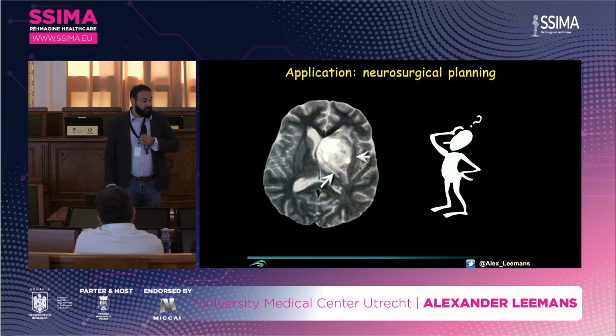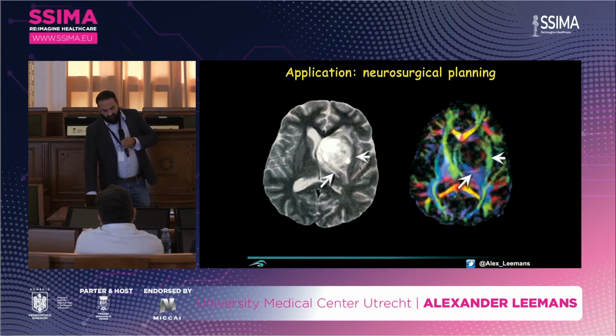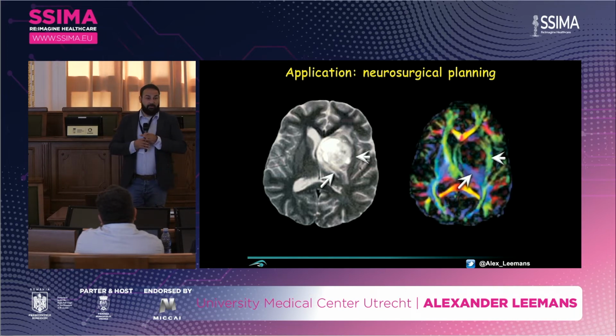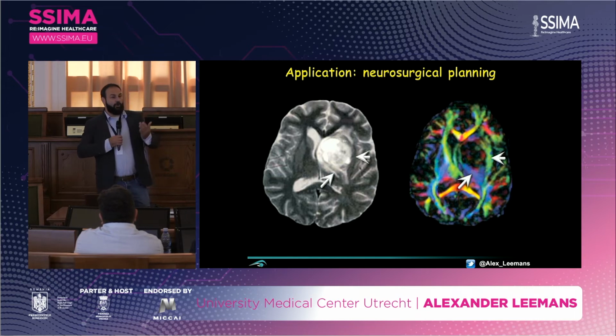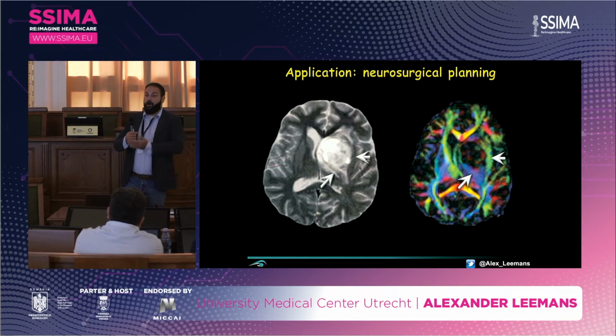Another application is neurosurgery. Well, if you look at the diffusion map, you can be a lot more specific towards neurosurgical navigation. From what entry point should we do the surgery? You want to minimize collateral damage. You want to avoid the eloquent fiber pathways, so you're not doing too much damage to the subject.